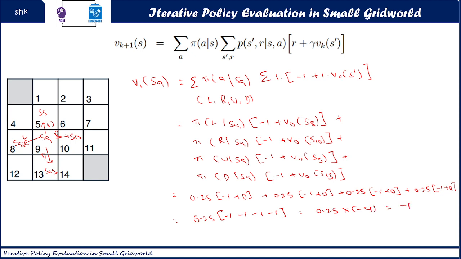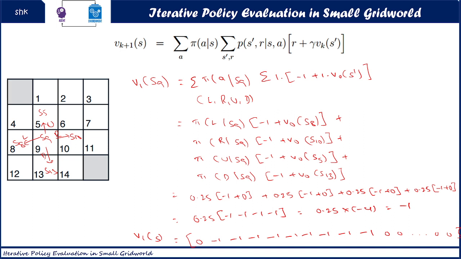Now we'll update the value function for all the states for the first iteration. V1 of S is equivalent to: S0 is 0, S1 minus 1, S2 minus 1, S3 minus 1, S4 minus 1, S5 minus 1, S6 minus 1, S7 minus 1, S8 minus 1, and S9 we got as minus 1. We still need to evaluate the remaining states, which I am taking as default 0 for now.